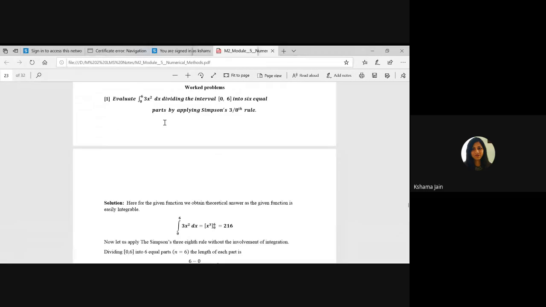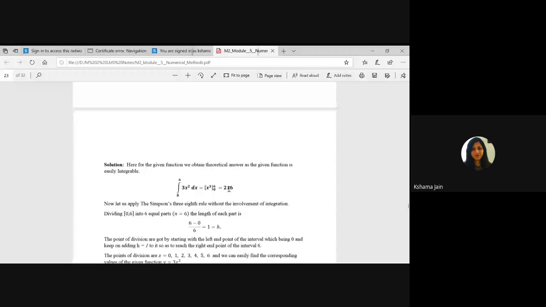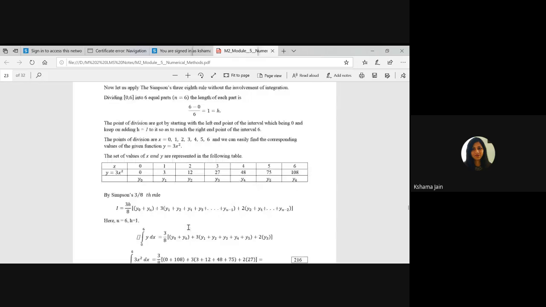We know that after simple integration we will get the value 216. Till here same only. Any of the methods you apply, you will apply the same. (b minus a) by n. So h will be 1, x values will be 0, 1, 2, 3, 4, 5, 6. Corresponding y values we will find out, 3x square. In place of x we are putting these. Just the formula changes here.